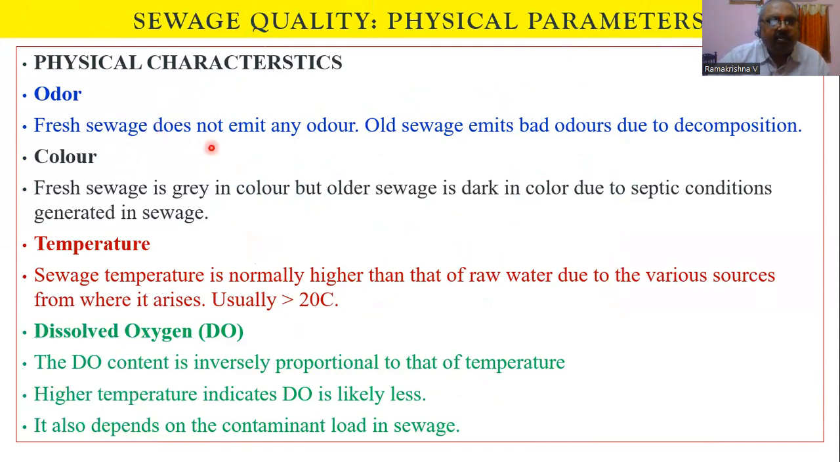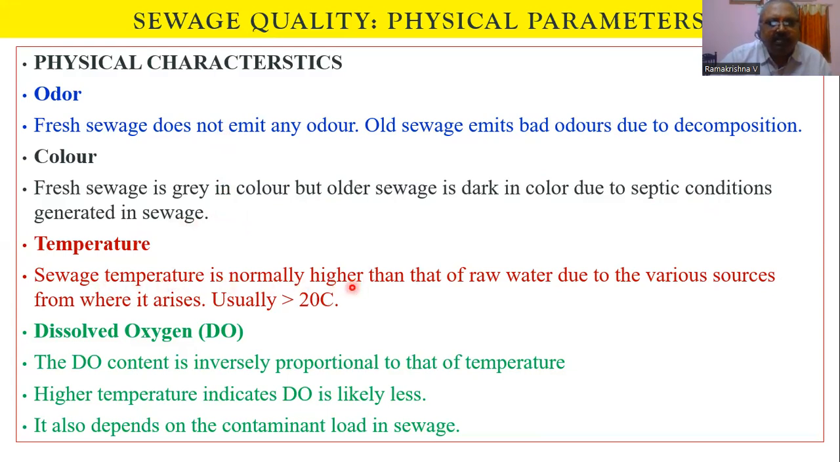Fresh sewage does not emit any odor. Old sewage emits bad odors due to decomposition. And color, fresh sewage is gray in color, but older sewage is dark in color due to anaerobic conditions or septic conditions generated in the sewage. So by looking at this color and odor, we can quickly identify whether the sewage is fresh or old.